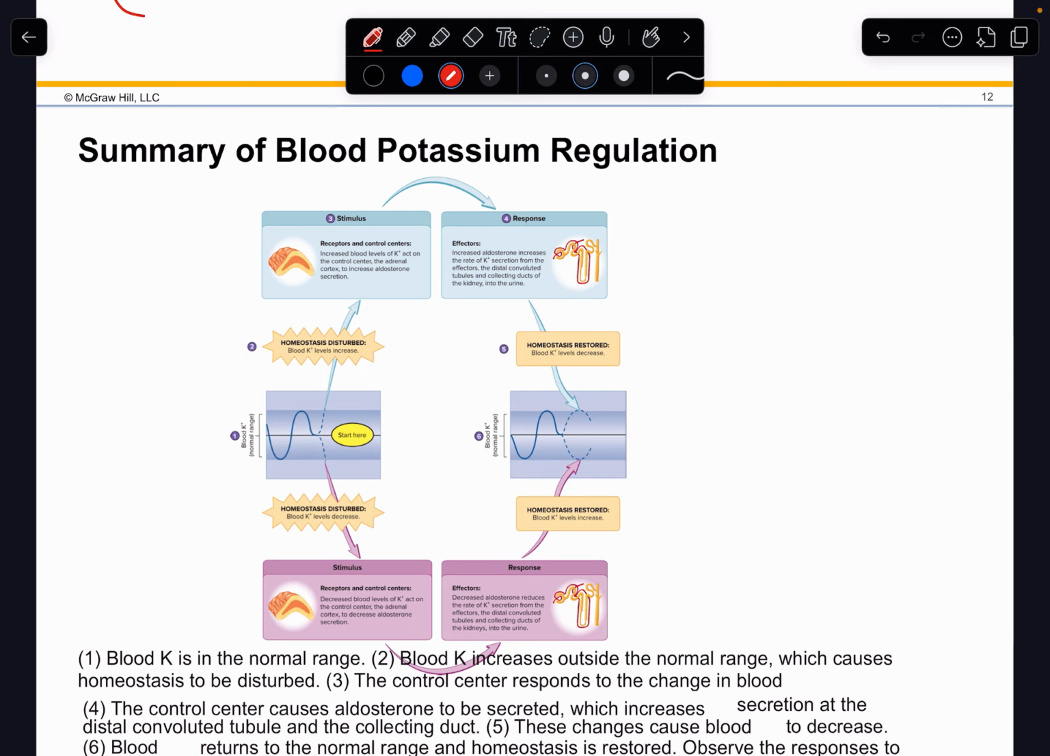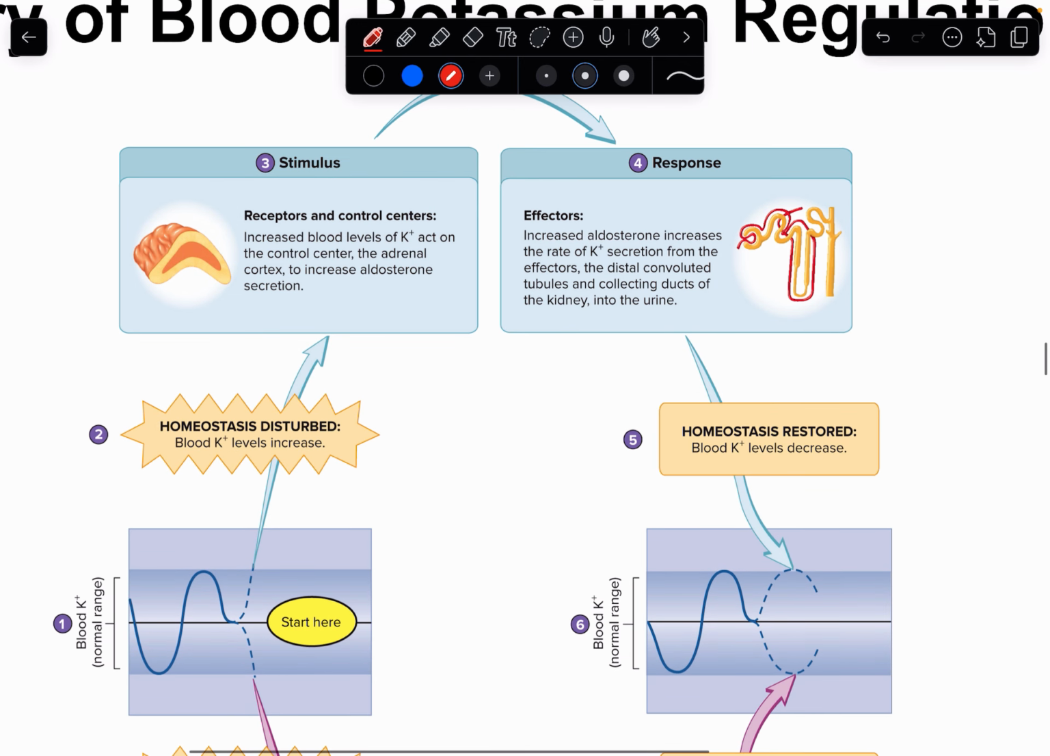So here, the potassium level is increased. You can see this is the standard. It's going up, down. If it's not going up, you cannot have too much. They disturb homeostasis and stimulate the receptors of the adrenal cortex. This is the adrenal gland above the kidney.